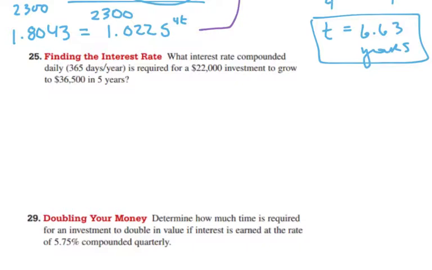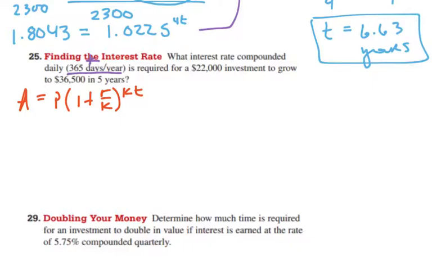So the next one is giving you an interest rate compounded daily, and so again we're going to use the same equation as the previous, the compounded K times per year. So it's going to be P times 1 plus R over K to the KT. Alright. So K is going to be 365.